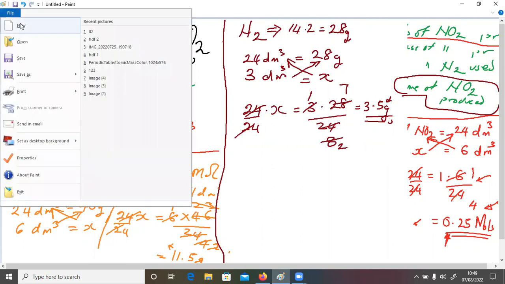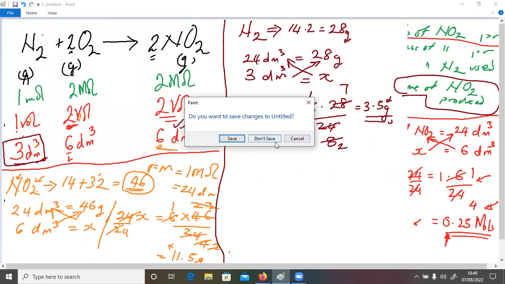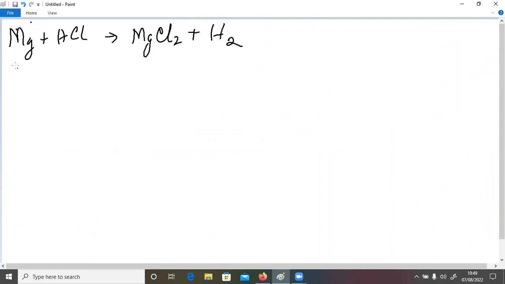Consider this other one whereby we have something like magnesium reacting with dilute hydrochloric acid to give magnesium chloride plus hydrogen gas. Okay, it also involves some gases somewhere. Magnesium is reacting with HCl to give us magnesium chloride and hydrogen gas. Right? This is a solid. This is an aqueous solution. Aqueous solution.